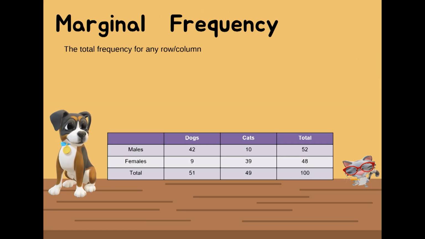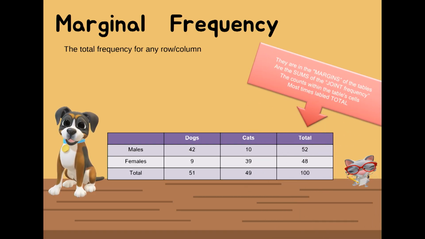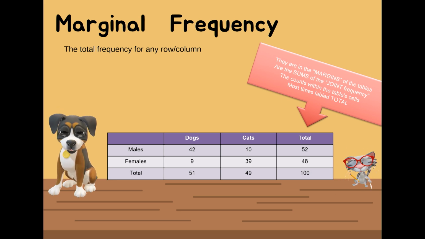So we've got a marginal frequency, the total frequency of any row or any column. So let's look at these. We have our males that are dogs or cats, we have our females which are dogs or cats, and then we have our totals. So when we look at our marginal frequency, we're looking at these. They are the margins of the tables. They're the sum of the joint frequencies, the males that are dogs and cats, or females that are dogs and cats. The counts within the table cells, most times they are labeled the totals.